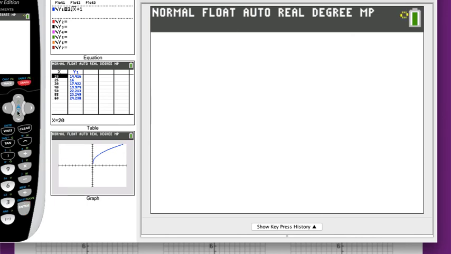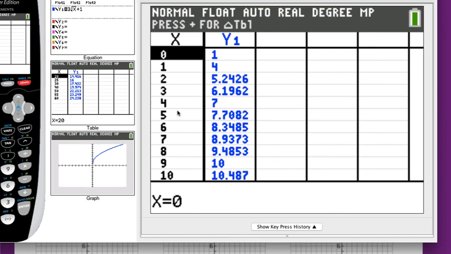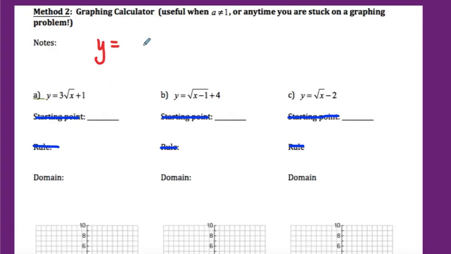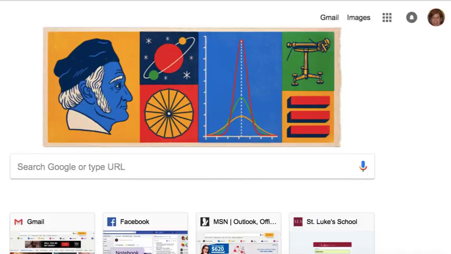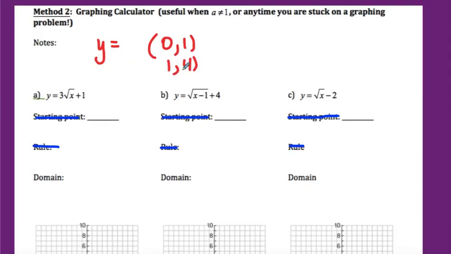So look what happens. When I go to my table, I can see that at x of 0, I have a 1. At x of 1, I have a 4. And at x of 4, I actually have a 7. And x of 9, I have a 10. These I'm probably not going to use at 2 and 3 because those are so not great numbers. So then I can write down my points, 0, 1, okay, 1, 4, and 4, 7. That's for this graph.